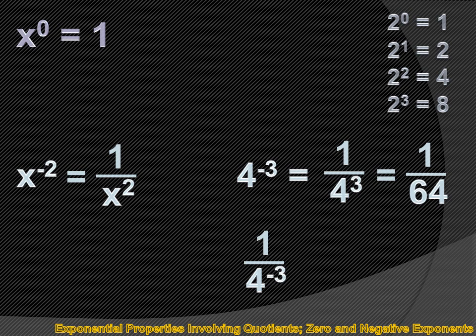Well, now think about this. If I had 1 over 4 to the minus 3 power, that minus 3 means I want to take the reciprocal of the 1 over 4 to the 3rd, and my answer will be 4 to the 3rd power.